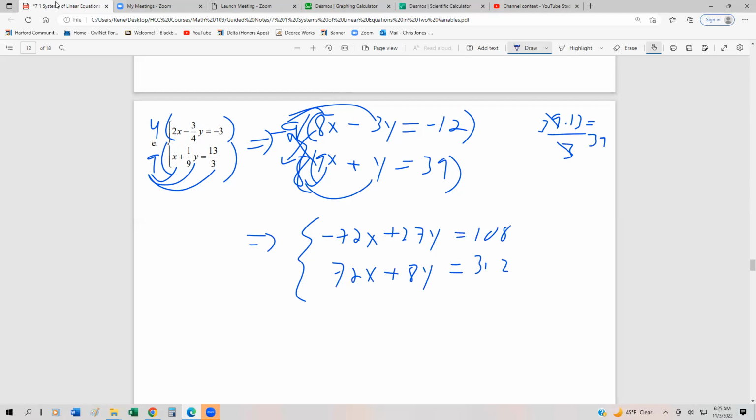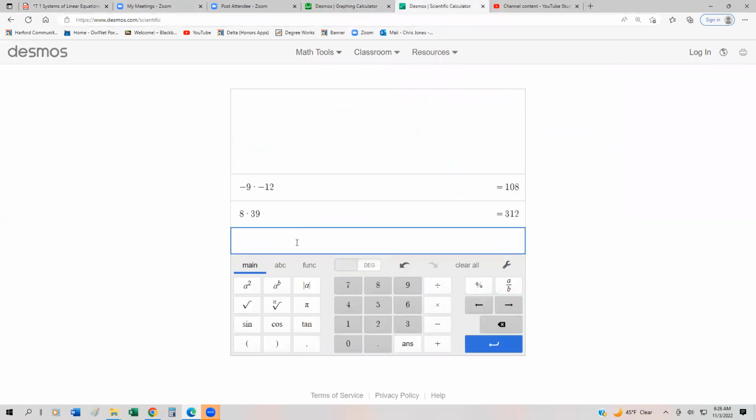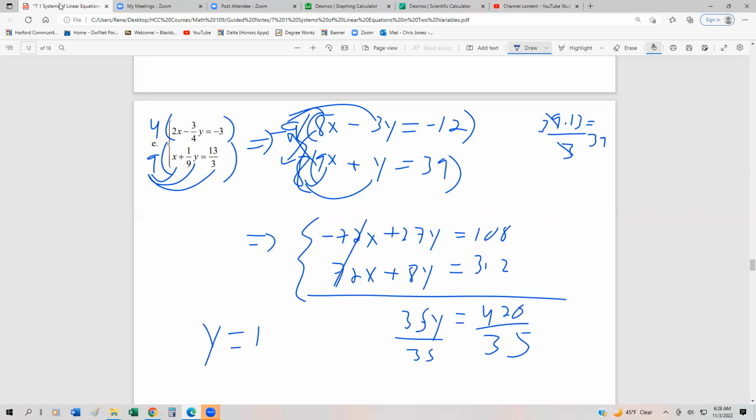All right. Now we're going to add the equations together. Okay, 72's cancel out. 27 and 8 gives us 35y. 108 and 312 gives us 420. Right? Now we're going to divide both sides by 35 to solve. So we're just going to take our 420 divided by 35, and we get 12. So y is going to be equal to 12.